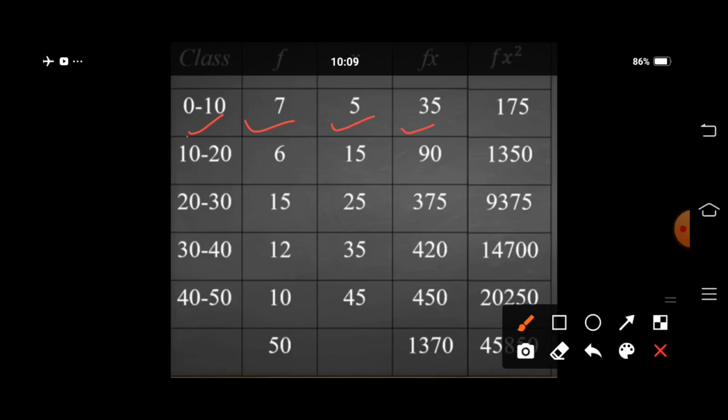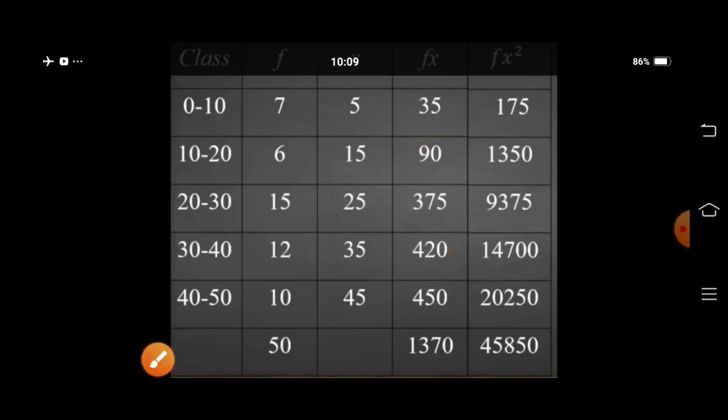Students generally they are making such type of mistakes. They put square of fx column. So students, this is wrong method. Here fx square means fx into x. 5 into 35, 175. 15 into 90, 1350. 25 into 375, 9375. 35 into 420, 14700. 45 into 450, 20250.